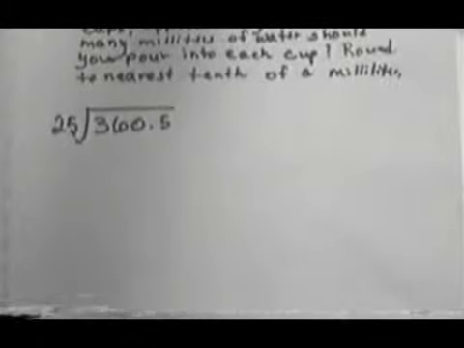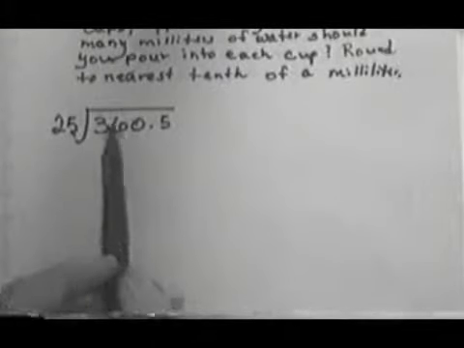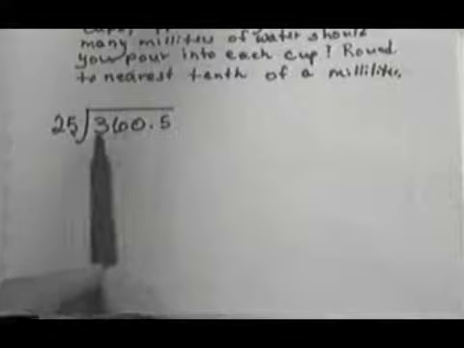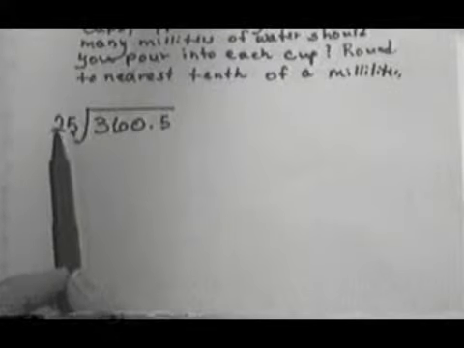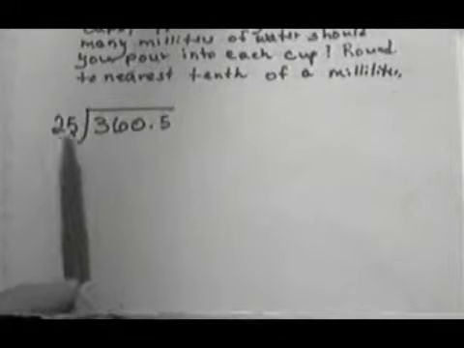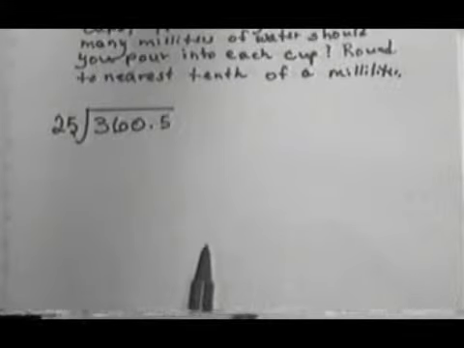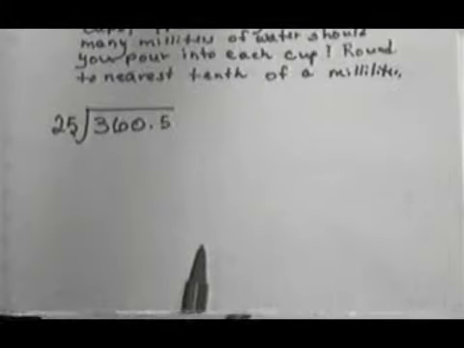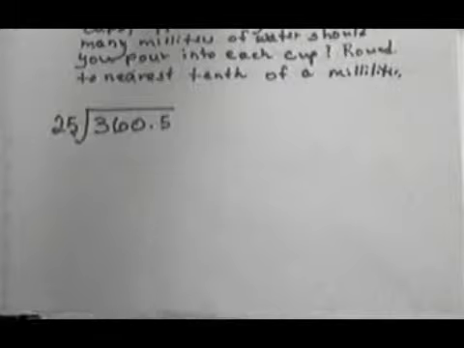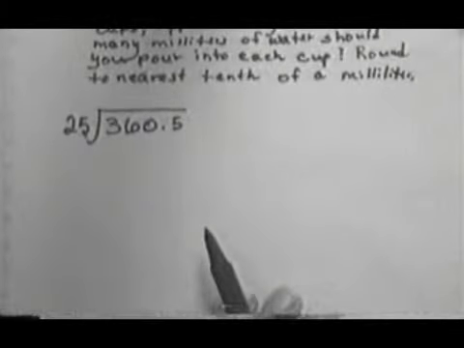We'll have to move our problem up. But this is how much water we had. And we're dividing it up so it'll have the same amount in each of those 25 cups. We're splitting it up into 25 equal portions. And this is going to tell us how much should go in each of those cups. So since our divisor is a whole number, we don't have to move our decimal. We're ready just to start dividing.